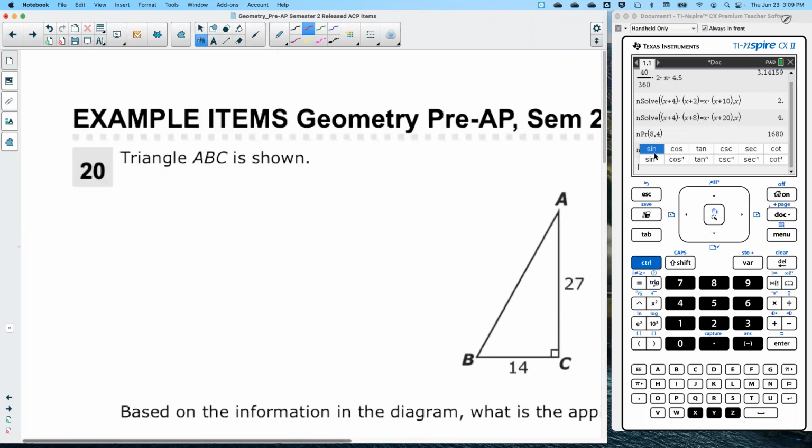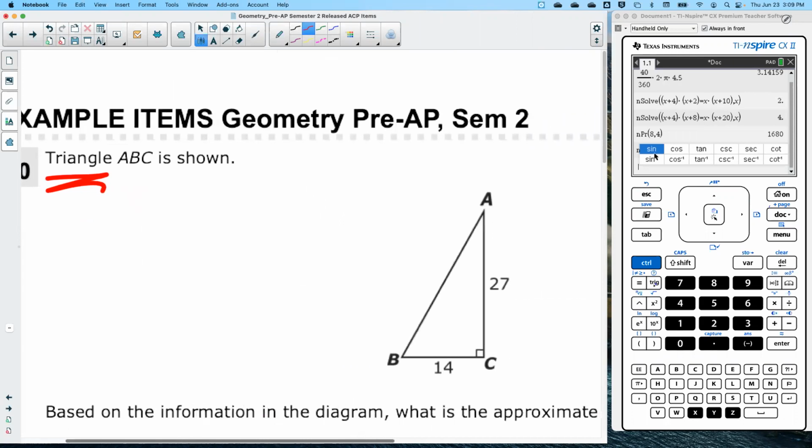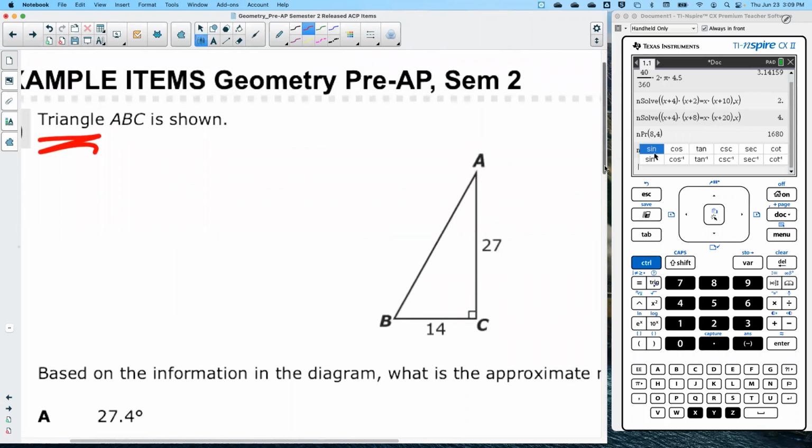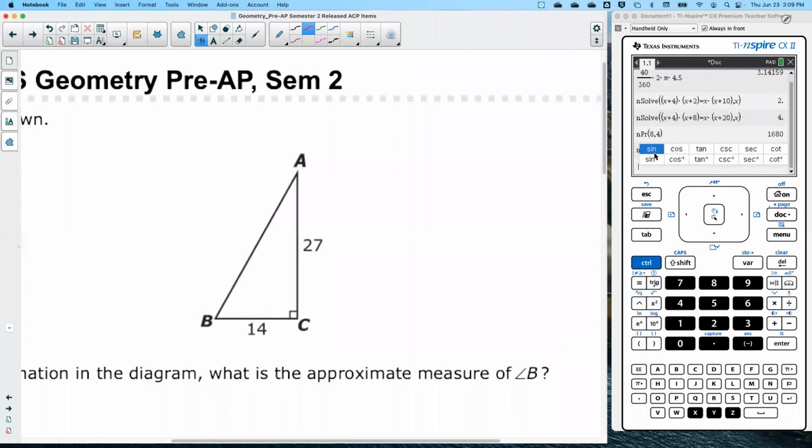All right. First thing. It says triangle. What's the approximate measure of B here? Leave it or rotate it? Leave it. All right.